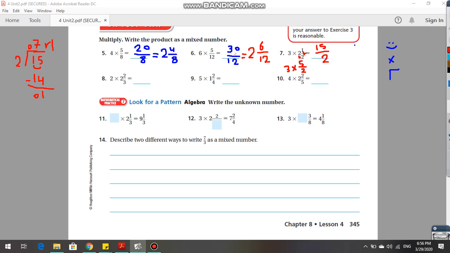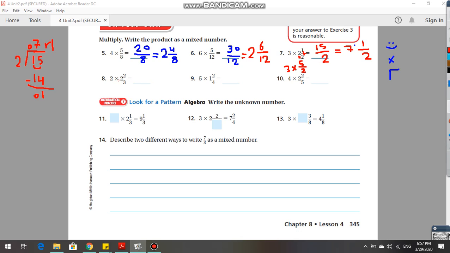It's easy, guys. So my final answer is what? Whole number is what? 7. And my fraction, what is the remainder? Remainder is the numerator. So I'm gonna write 1 and the denominator never changes.